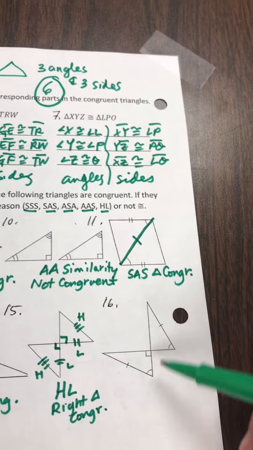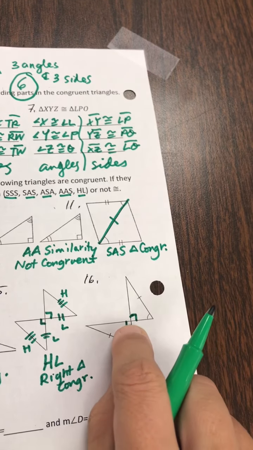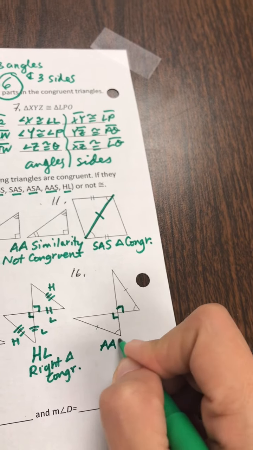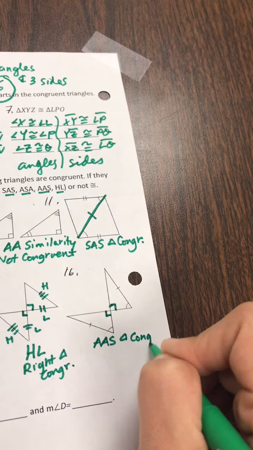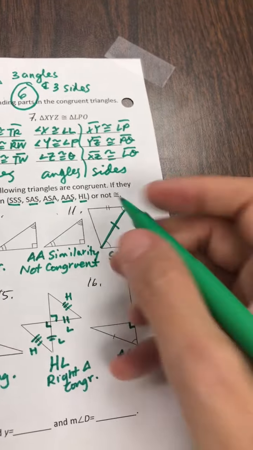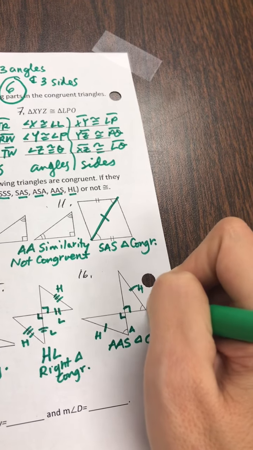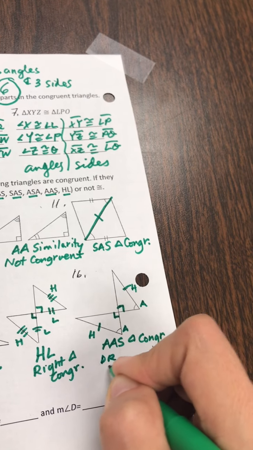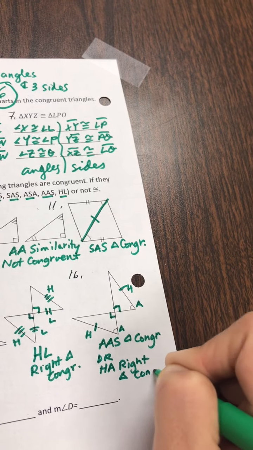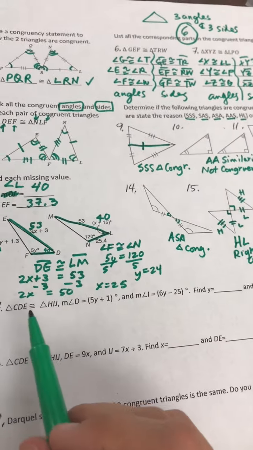Cool. Now looking at this one, I have a right angle and a right angle. This would spell angle, angle, side, angle, angle, side. So angle, angle, side, triangle congruence. Another choice we learned last year, you can call this H and see how a second angle is a match. You could also say HA, right triangle congruence. Both are correct. All right, let's keep going.